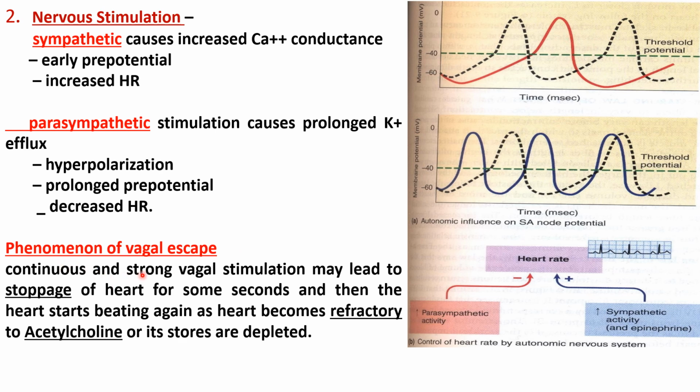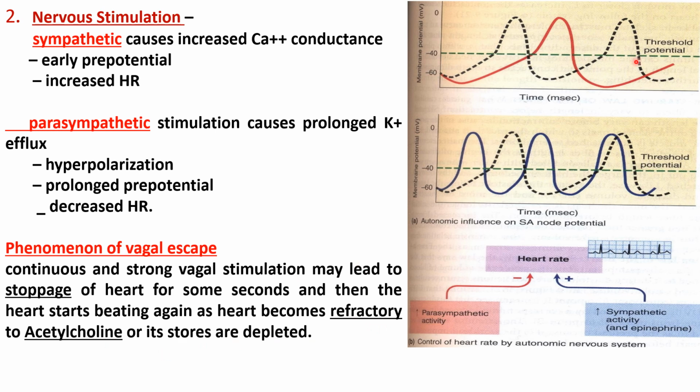So, phenomena of vagal escape. If you are continuously stimulating the vagus nerve, it may decrease the heart rate to a level that the heart has to stop for some seconds. This is so alarming a situation that the heart says, no, I cannot accept this nervous stimulation, I reject it, and the heart starts beating again because it becomes refractory to acetylcholine.